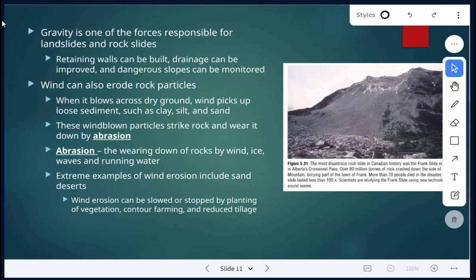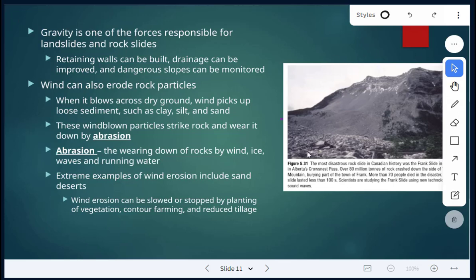Wind can also erode rock particles. When it blows across dry ground, it picks up loose sediment like clay, silt, and sand. These wind-blown particles can strike rock. They can wear it down by abrasion. Abrasion is the wearing down of rocks by wind or ice or waves and running water. Extreme examples of wind erosion include sand deserts. Again, wind erosion can be slowed or stopped by planting lots of vegetation, contour farming, or reduced tillage.